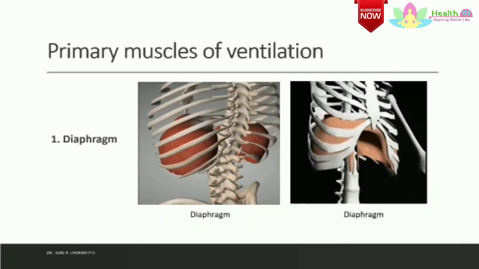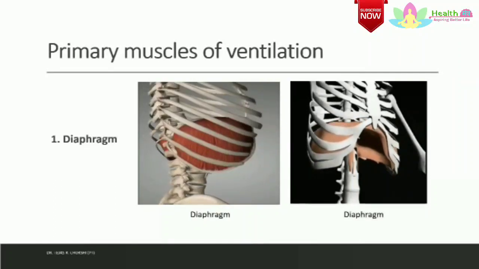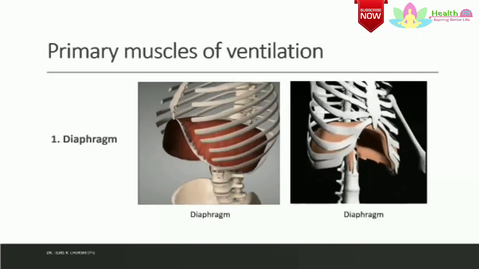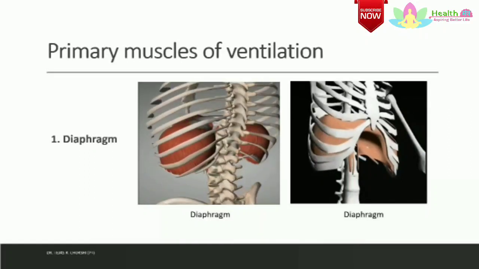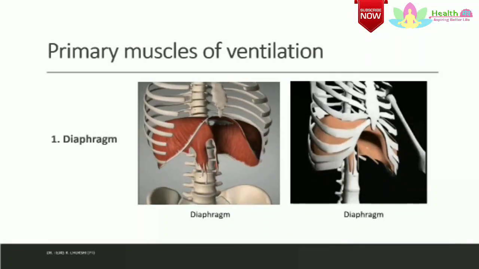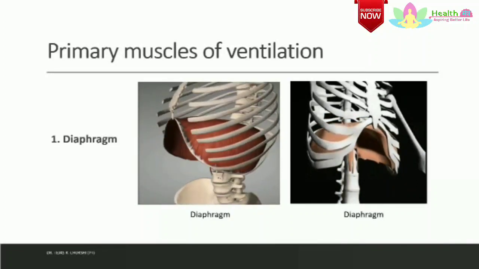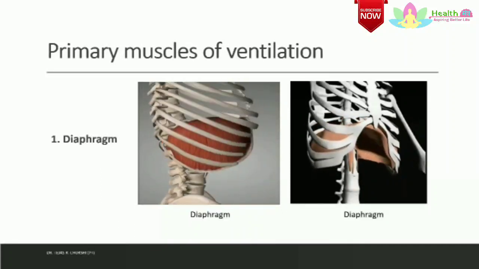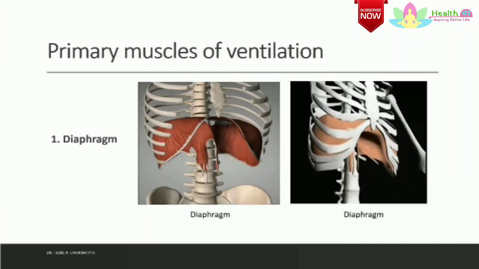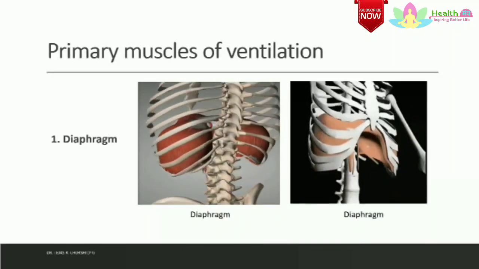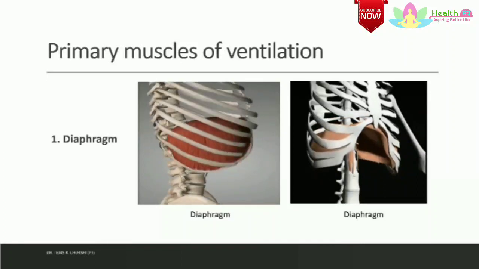The diaphragm is a circular set of muscle fibers that arises from the sternum, costal cartilage, ribs, and vertebral bodies. The fibers travel superiorly and insert into a central tendon. It's a unique feature of the diaphragm that it doesn't have any bony insertion. Functionally, the diaphragm divides into two portions: the costal portion and the crural portion.